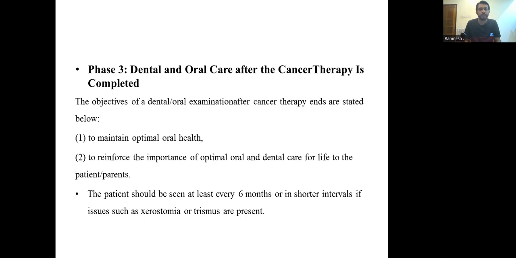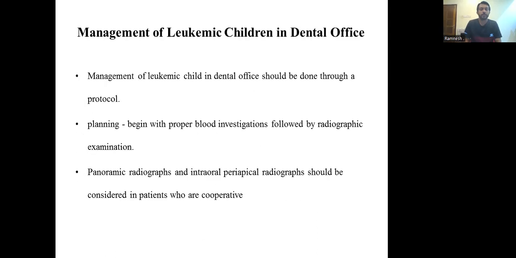Phase 3, dental and oral care after the cancer therapy is completed. The objective of a dental examination after cancer therapy ends is to maintain optimal oral health, and to reinforce the importance of optimal oral and dental care for life to the patients and parents. The patient should be seen at least every 6 months, or at shorter intervals if issues such as xerostomia or trismus are present.